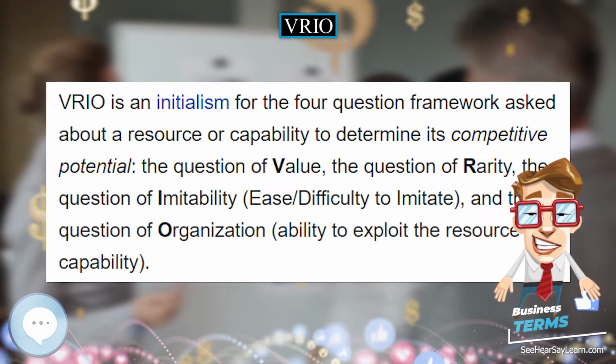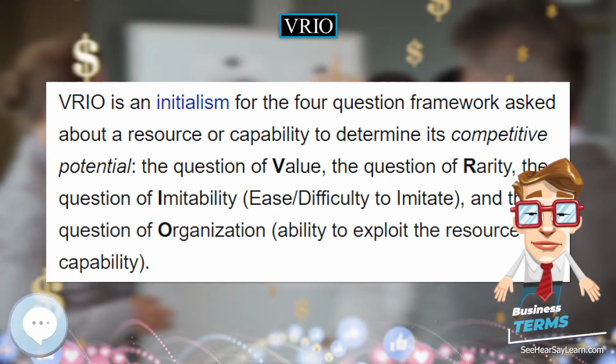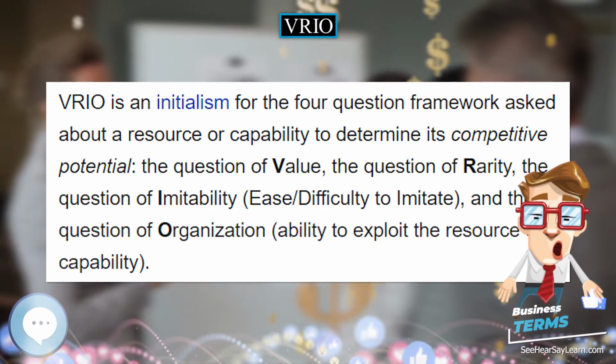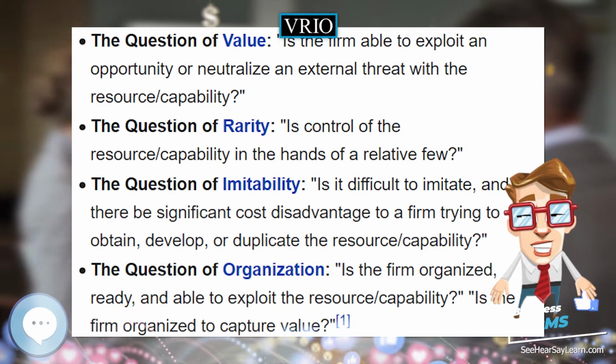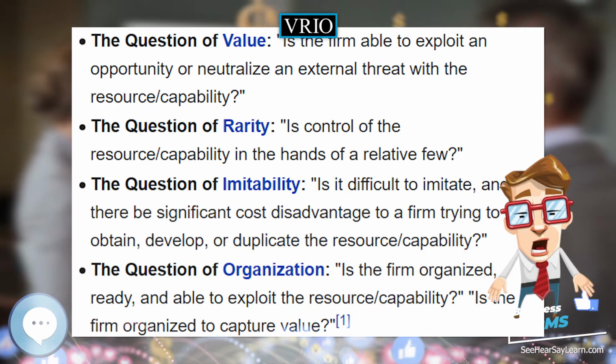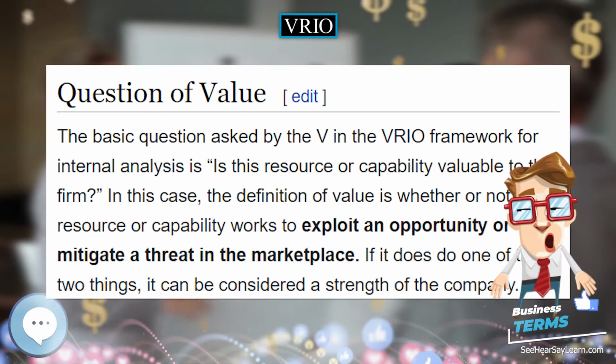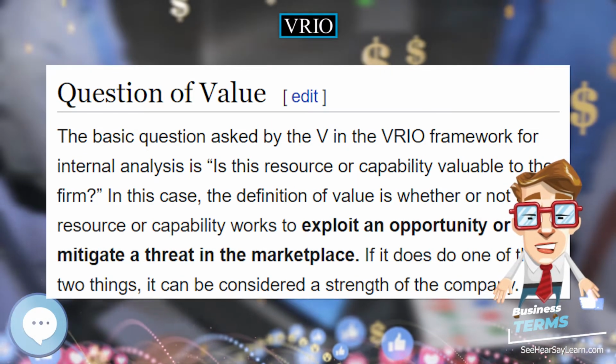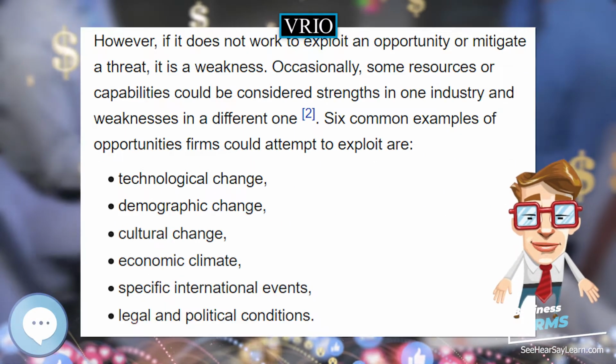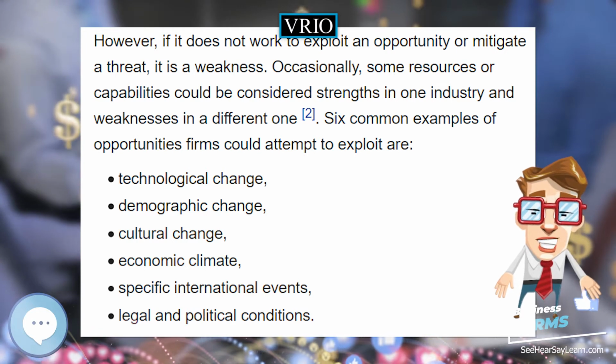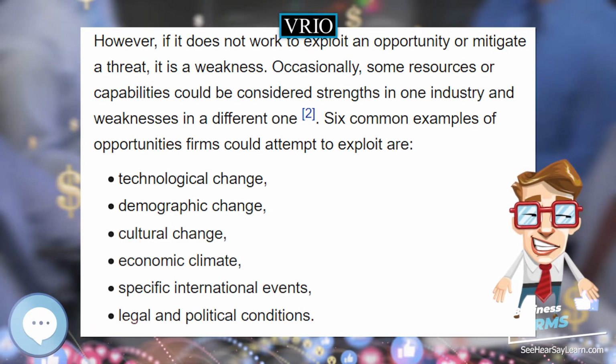Six common examples of opportunities firms could attempt to exploit are listed. Furthermore, five threats that a resource or capability could mitigate are listed. Generally, this exploitation of opportunity or mitigation of threat will result in one of two outcomes, an increase in revenues or a decrease in costs, or both.